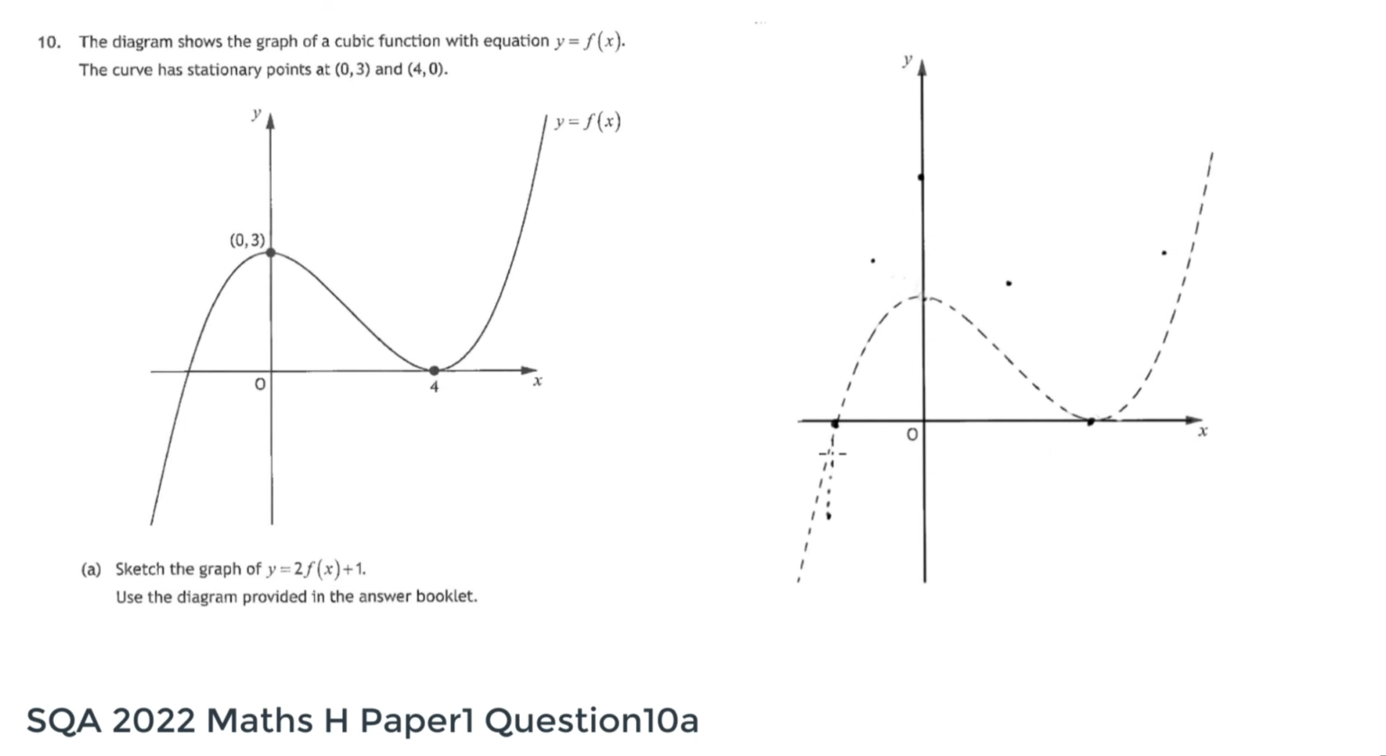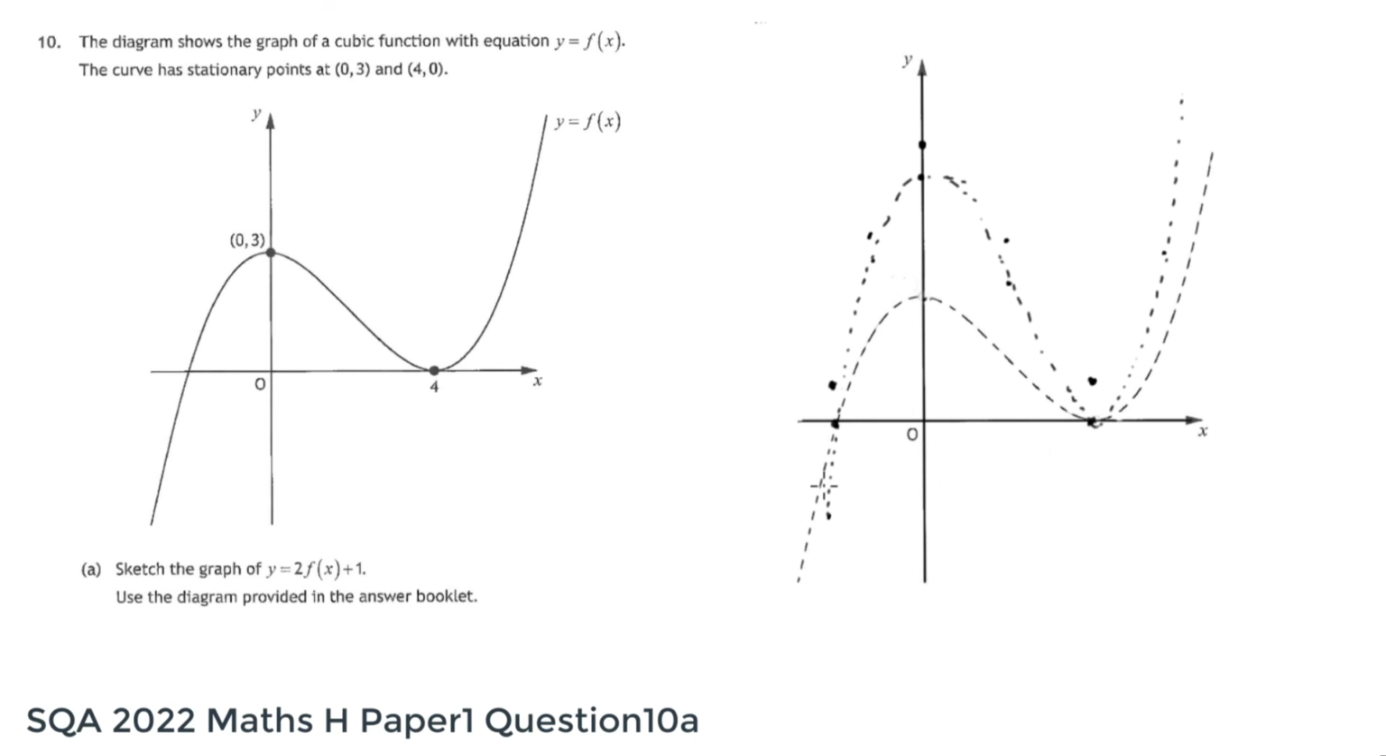So let me attempt to sketch in the doubled 2f of x. So that's that. Now, finally, we have to add 1. So this will go up to that point. This will go up 1 unit. This will go up 1 unit. And all the points in between will go up by 1 unit.